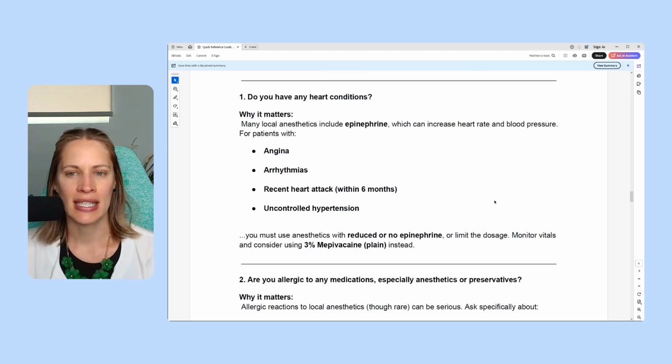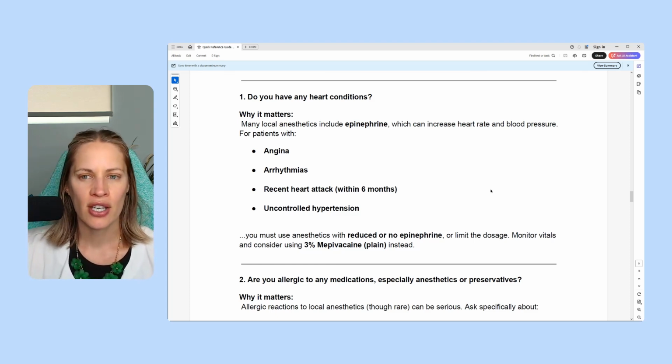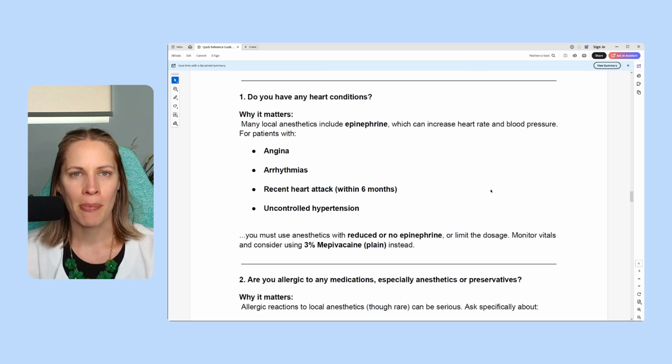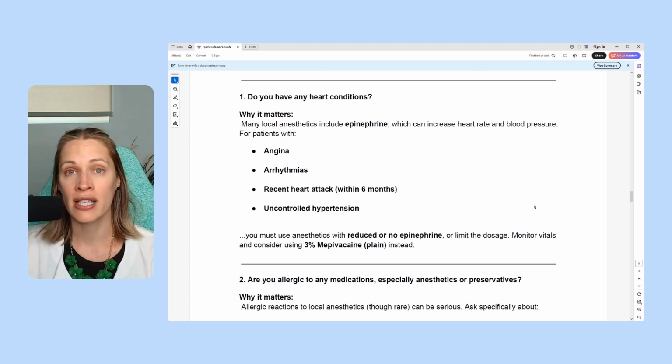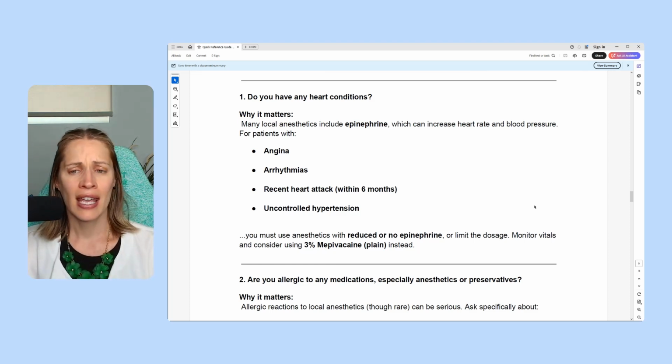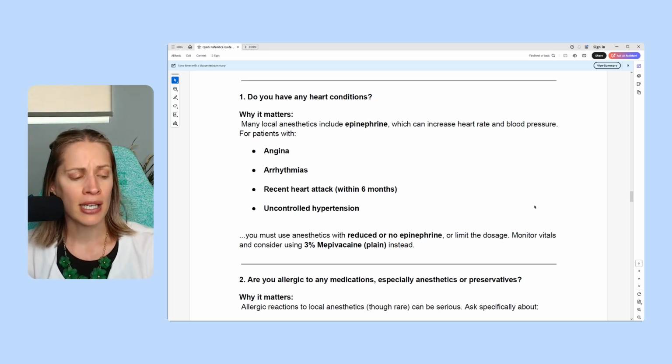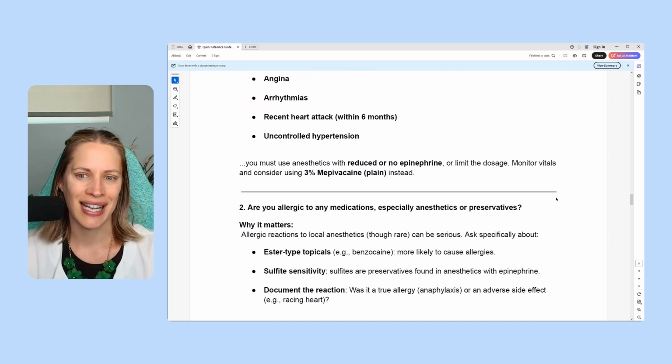But just to give you guys an idea here, if there's a heart condition, why is this important? Because epinephrine is in a lot of anesthetics, and that can actually speed up the heart rate and increase the blood pressure. So, if somebody already has a heart issue, such as angina, arrhythmias, a recent heart attack, or in my opinion, any heart attack, even if it's been 2 years or 10 years, you need to be careful here. Uncontrolled hypertension, so high or low blood pressure, you need to be careful what type of anesthetic you give them.